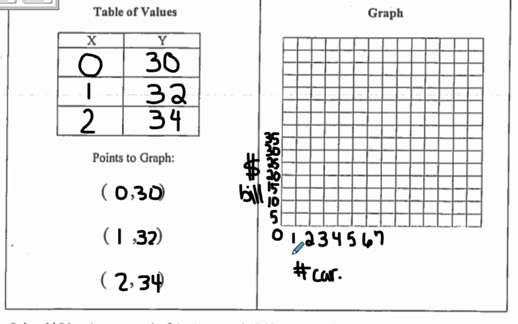Okay, now we're going to plot these points. Let's do that in red so we can see it a little better. I have 0, 30 right here. Then I have 1, 32, and 2, 34. Just going to make a nice straight line, which is just what I want. So it's going to look something like that. And there's my line.